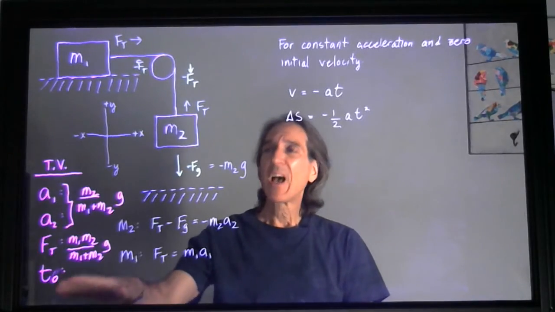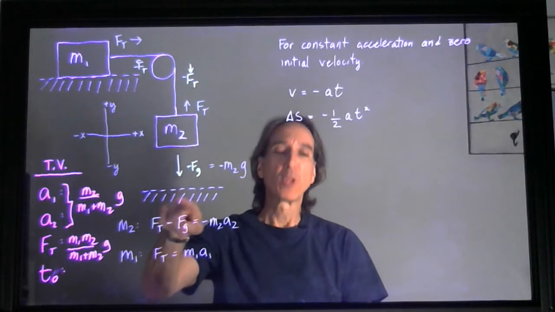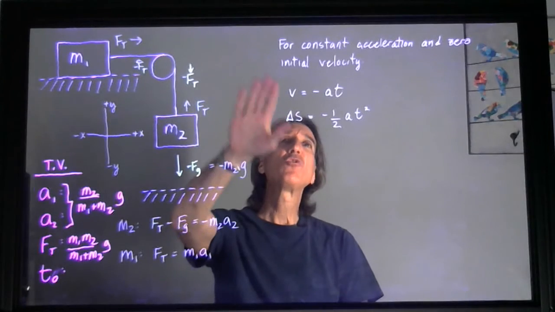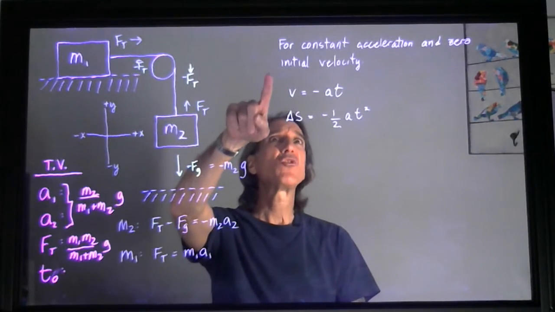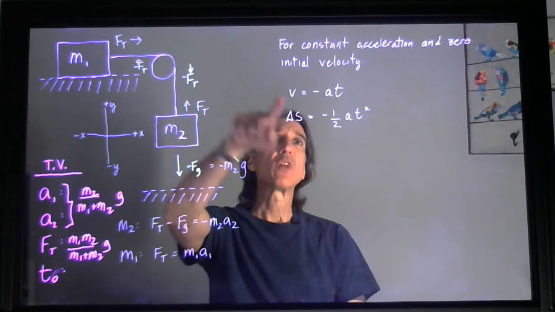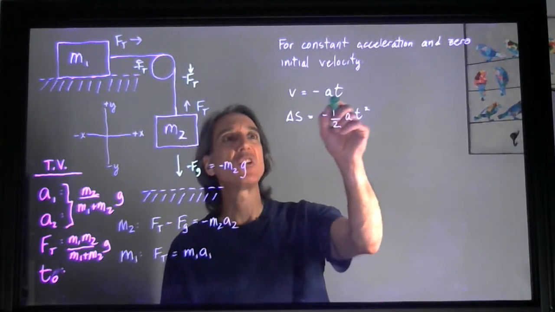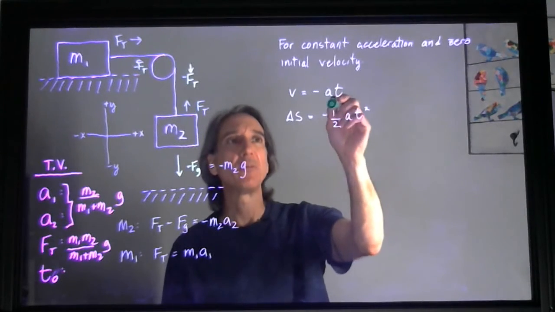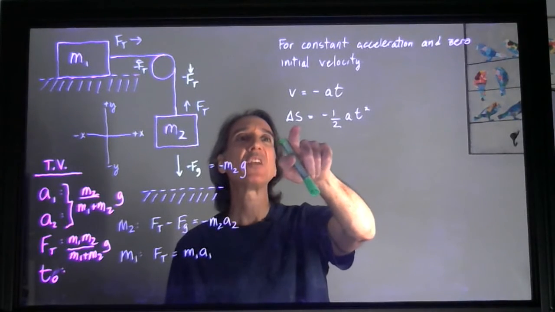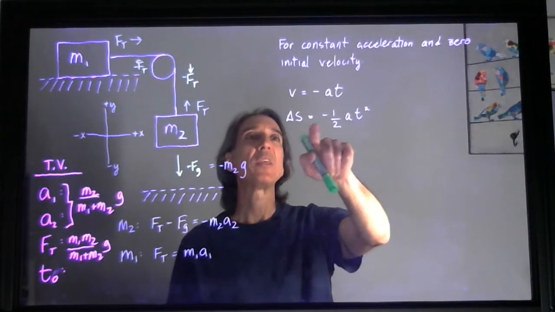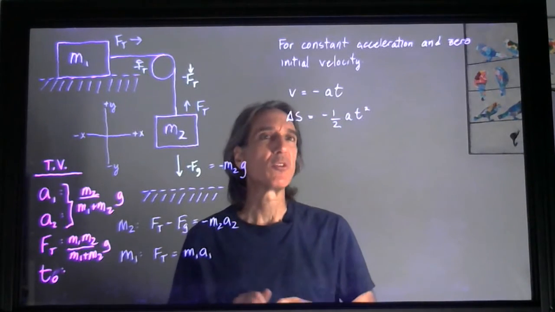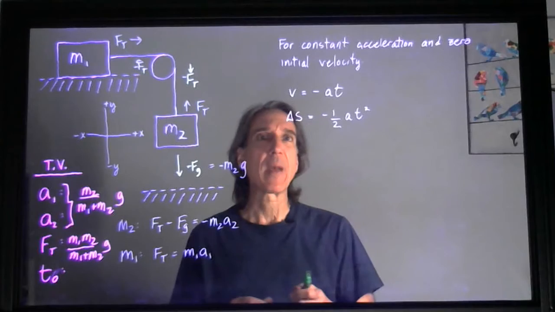To find the time it takes for m2 to drop to the surface below it, we have to go back to our kinematics. In the equations of motion for constant acceleration and zero initial velocity in a downward direction, the velocity is going to be equal to minus the acceleration times the time that things have been moving, and the difference in displacement is going to be equal to minus 1/2 at squared. We just remember this from our study of kinematics earlier.